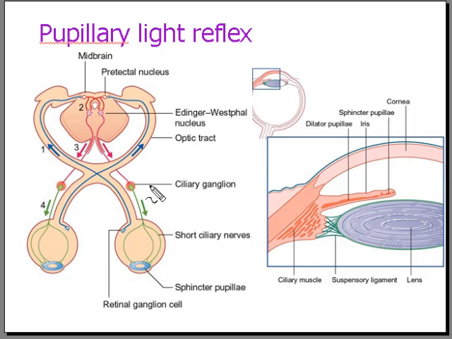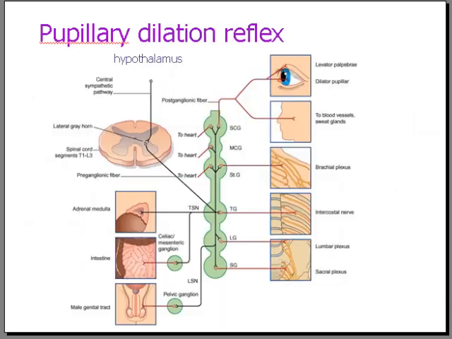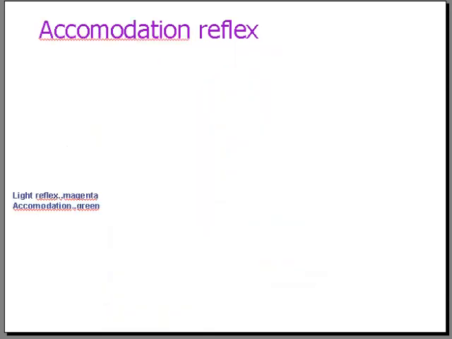Notice how this pupillary light reflex goes to the pretectal area, and from the pretectal area it goes all the way down to the sphincter pupillae muscle. And then you have that consensual part where it's going to both pretectal nuclei. And then we have the pupillary dilatation reflex. Again, you must know this, and how its pathway goes all the way to the dilator pupillae.